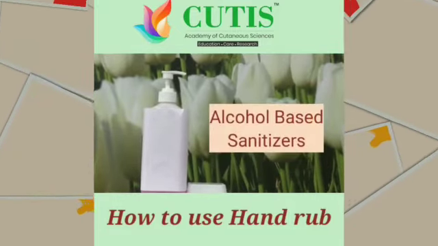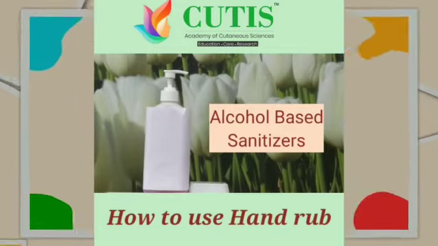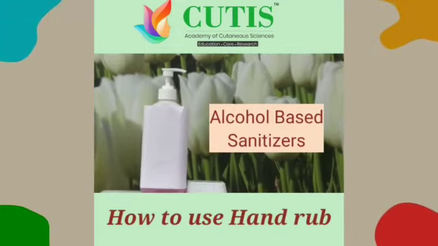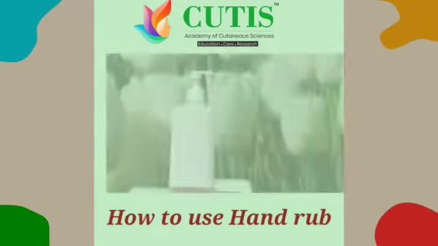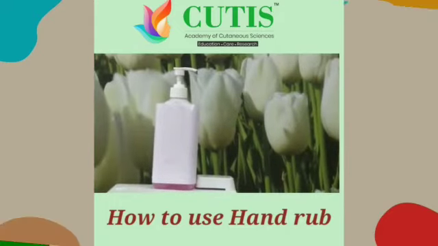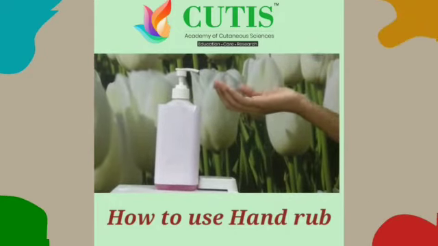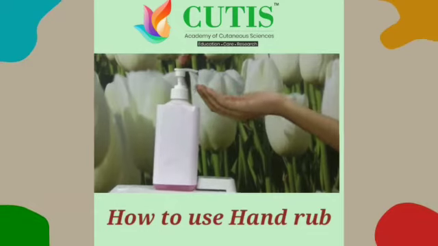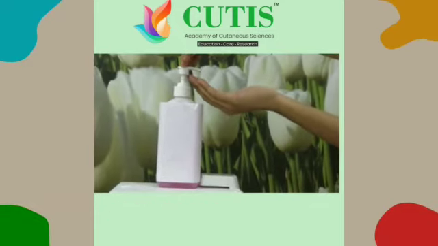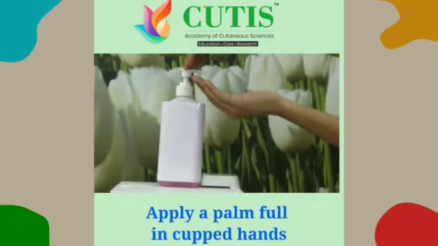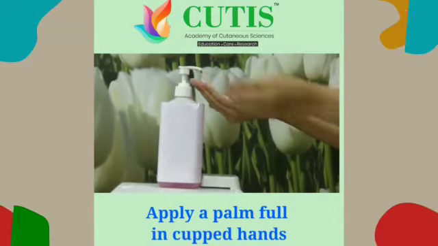We are here to demonstrate to you the procedure of hand rub using an alcohol-based hand sanitizer. So let's start the procedure of hand rub. We'll be taking 3 pumps or 3 presses of the hand sanitizer. You can even take sanitizer in such a way that it fills your palm.